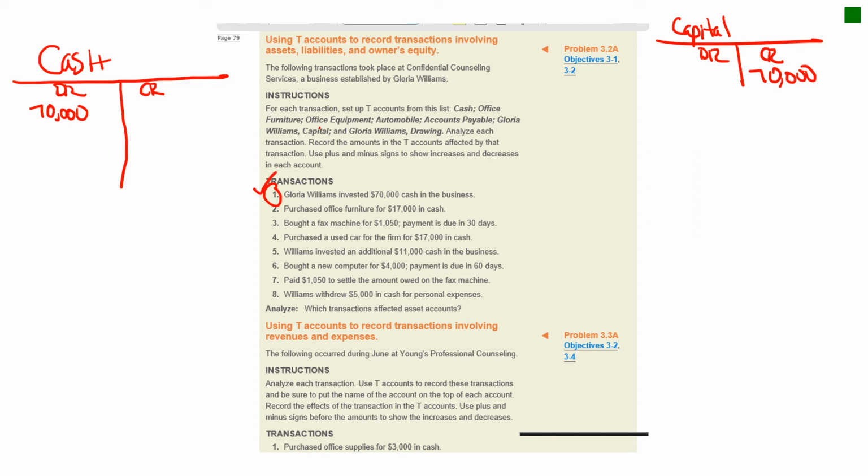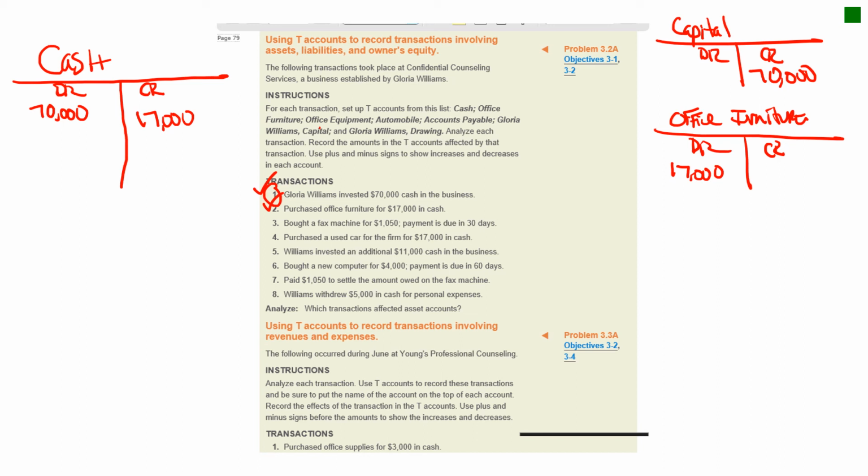Number 2, purchased office furniture for $17,000 in cash. Obviously, they have an account here that says office furniture. I'm going to put that off over here. So here's our office furniture. There's my T account. You've got your debit and credit. And we're paying cash, so we're going to reduce cash by $17,000. That's a credit. So credit cash. And then we're going to increase an asset, which is your furniture, for $17,000. You're going to debit that for 17. So again, notice every time we do these, your debits equal your credits.